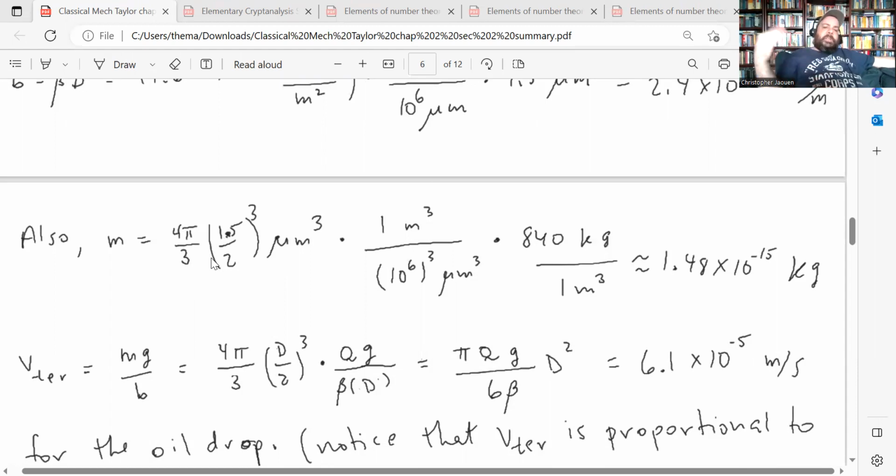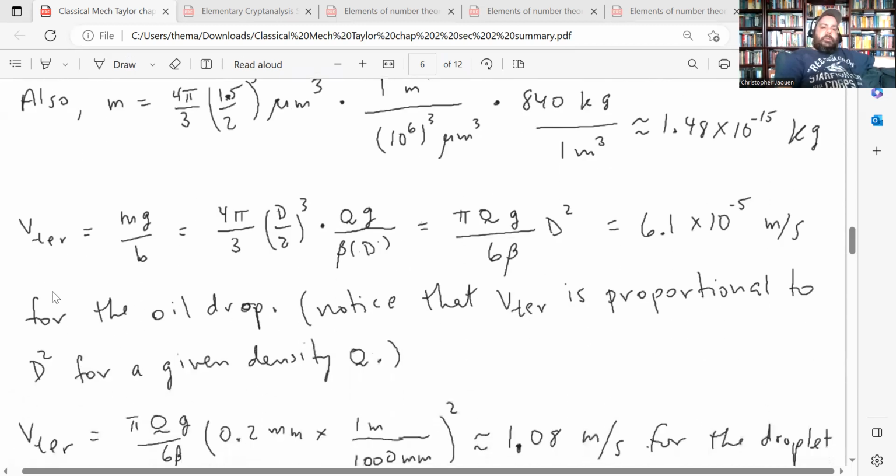1.5 is the diameter, so to get the radius, you divide it by 2, right? So 4 pi over 3 times 1.5 over 2, all cubed, times this conversion factor to turn everything in terms of meters, because this is in micrometers here, or cubic micrometers. Multiply that by the density, and that gives you the mass of the oil drop approximately, which is 1.48 times 10 to the negative 15 kilograms.